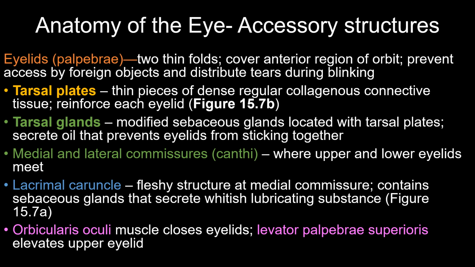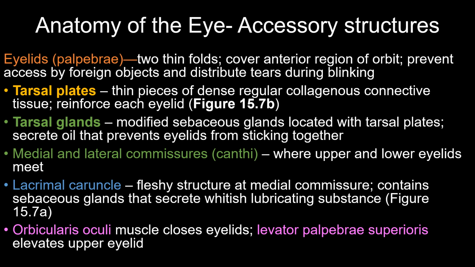These are two thin folds that cover the frontmost portion of the orbit. Their basic job is to prevent things from getting in. They also distribute tears across the surface of the eye during blinking. And these eyelids are not loose. They're actually stiffened by what is known as a tarsal plate. This tarsal plate is a thin piece of dense, regular connective tissue. And inside of that tarsal plate, you're going to find modified sebaceous glands that are called tarsal glands. These work together to secrete oil that prevents the eyelids from sticking together.